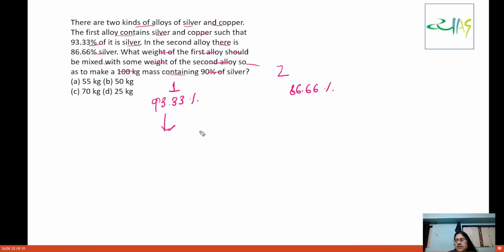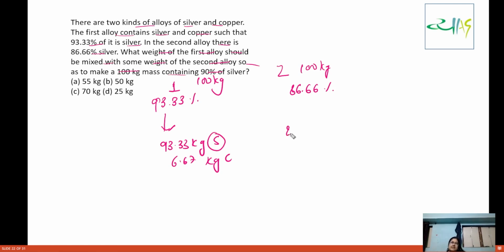Now this 93.33% of silver means that in 100 kg we have 93.33 kg of silver and 6.67 kg of copper. And what does this mean? We have 100 kg. So this has 86.66 kg of silver, and this has 13.3334 kg of copper.